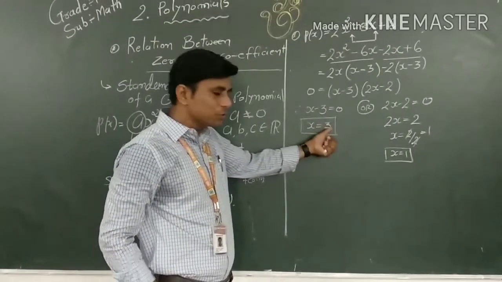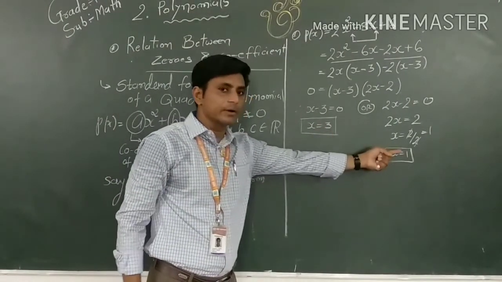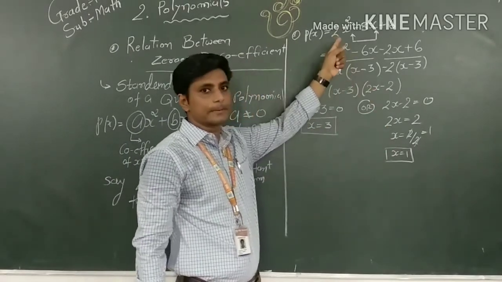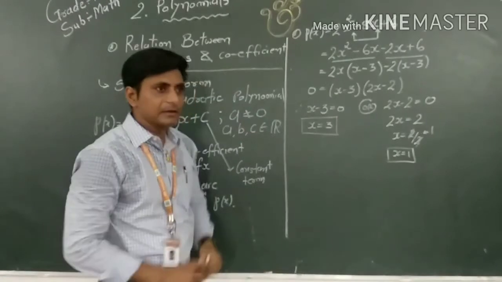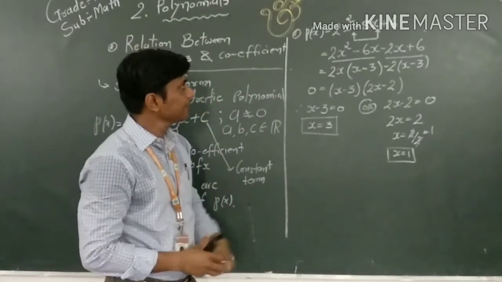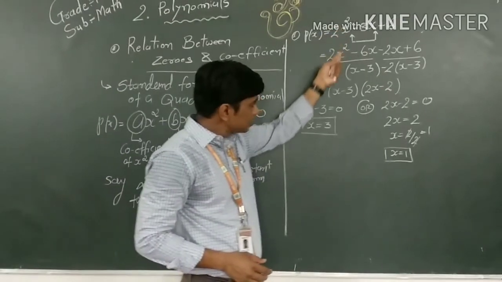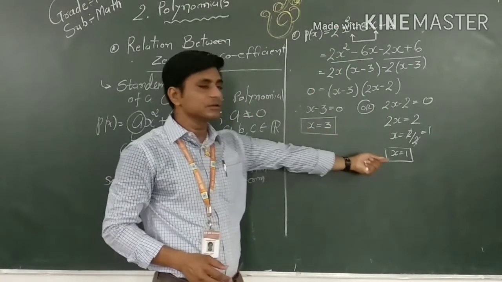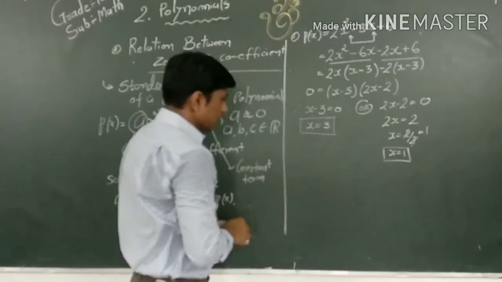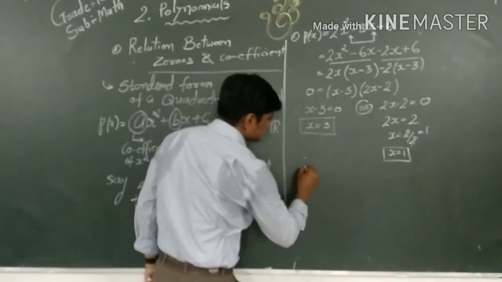We have x is equal to 3 and x is equal to 1. These are two zeros of this polynomial. We can find zeros by many different methods, but here we use the splitting method and we obtain the zeros of the given polynomial.